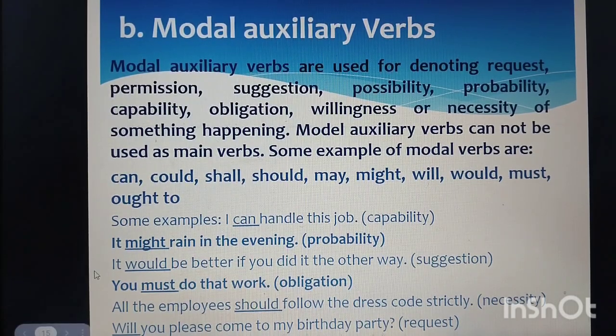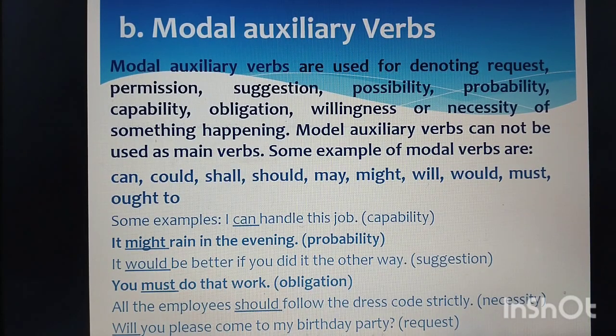You can see some examples. I can handle this job. This is called capability. You are capable of doing these things. It might rain in the evening: probability, not sure. In the evening it may rain or may not rain. That is just guessing.